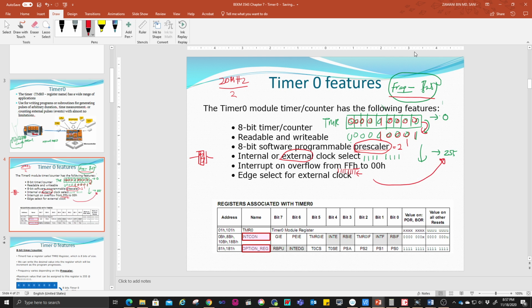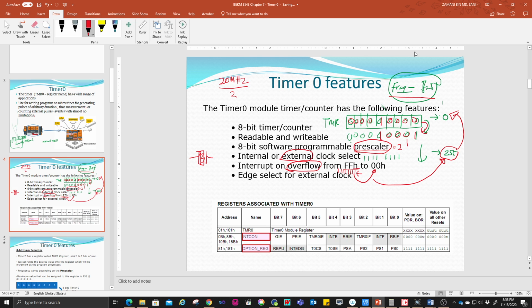So after this number, it will go back to 0, back to reset. Means that after this number finishes, it must reset, go back to 0. So when this condition happens, they call it overflow. When this condition happens, the interrupt happens. So that is the big thing.